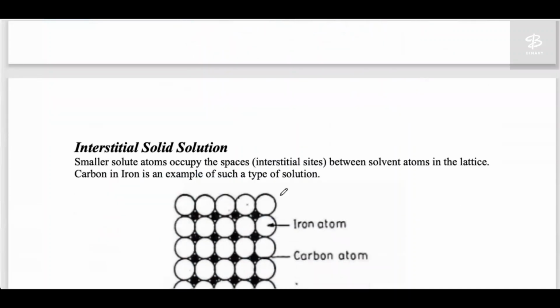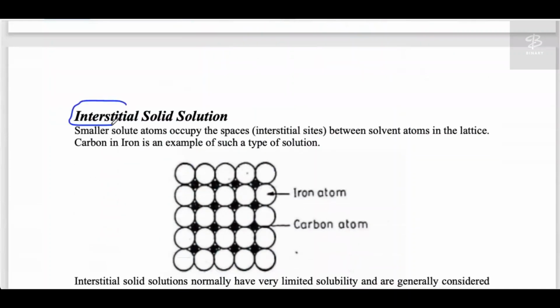Now, the second one is the interstitial solid solution. First we discussed the substitutional one, and now the second is the interstitial solid solution. I have made you aware of point defects, and in the point defects chapter we discussed the vacancy, the interstitial, and the substitutional. Similar to that, interstitial here means the atoms are not replacing the parent atoms; they have their own fashion.